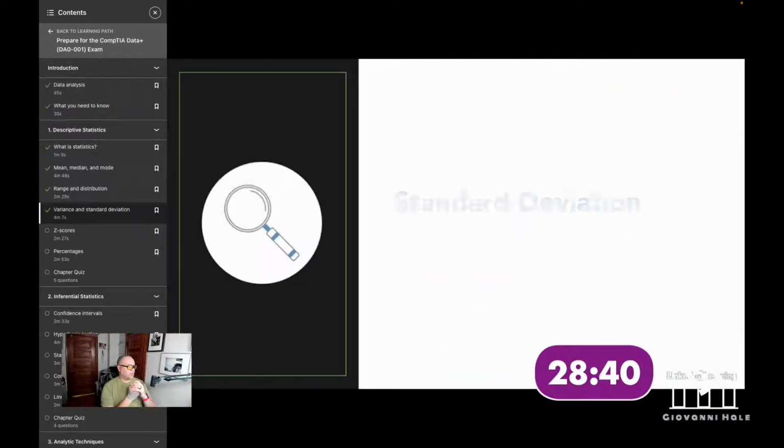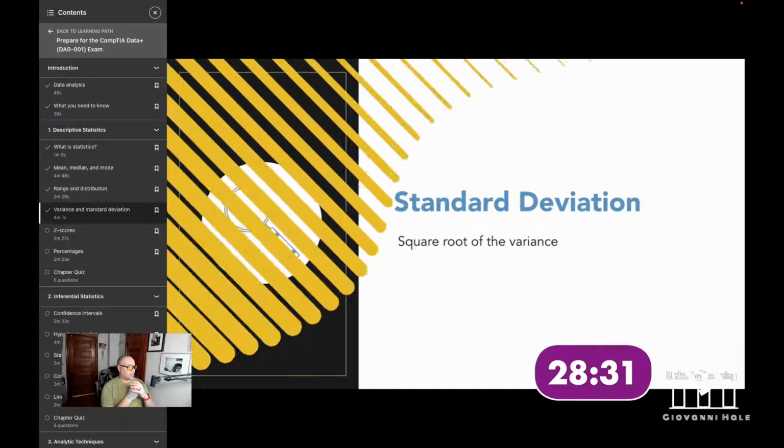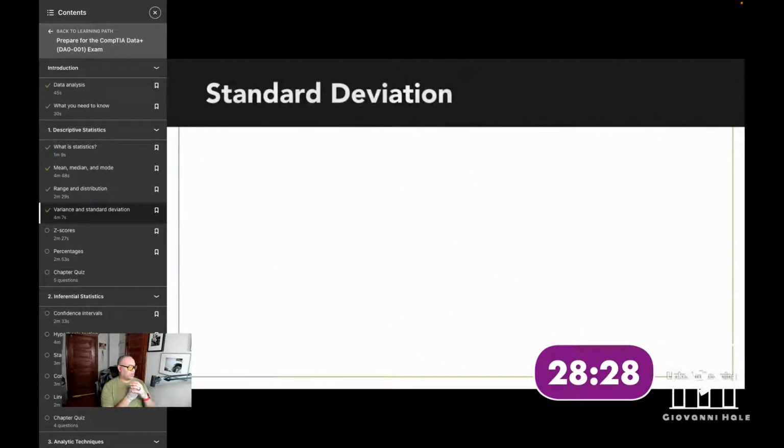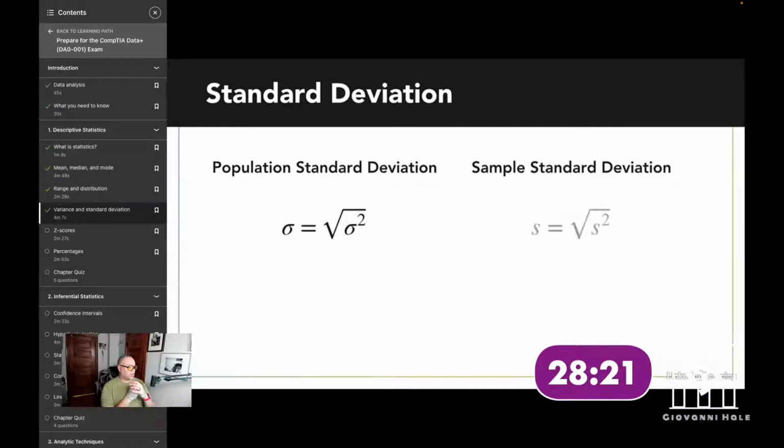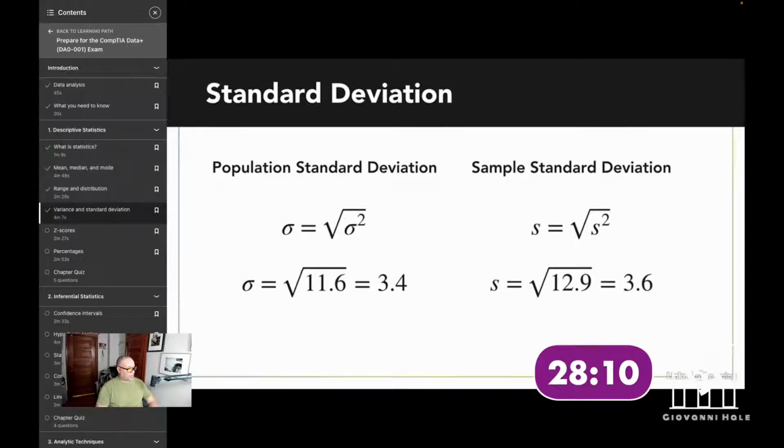Alright, with all of that math under our belts, we can move on to the last measure of dispersion, the standard deviation. Fortunately, this one is easy to compute. It's just the square root of the variance. Here are the formulas. The population standard deviation is the square root of the population variance, and the sample standard deviation is the square root of the sample variance. So for our class data, if we had data about the entire population, the standard deviation would be 3.4. And if our data was about a sample of the class, the sample standard deviation would be 3.6.